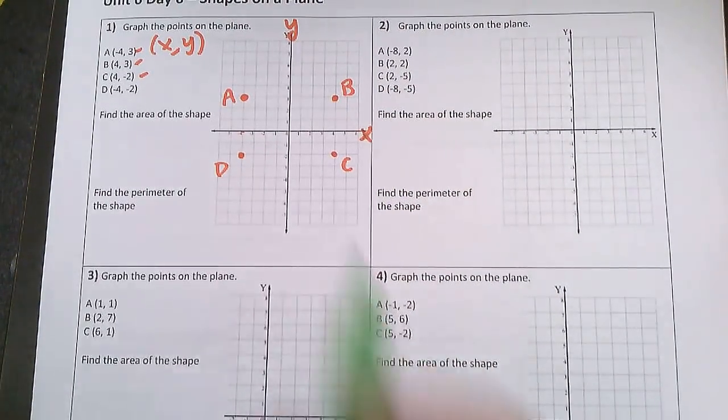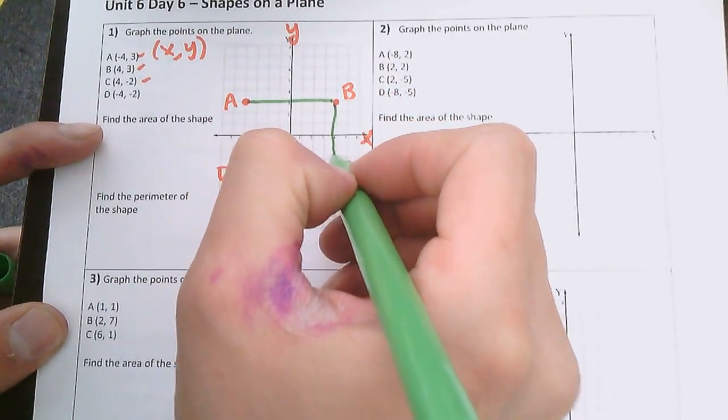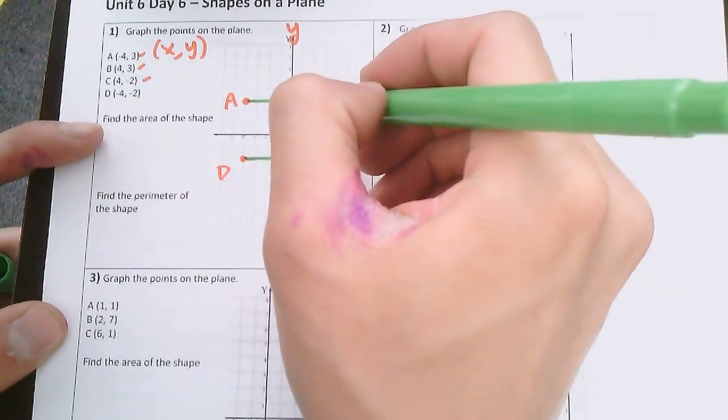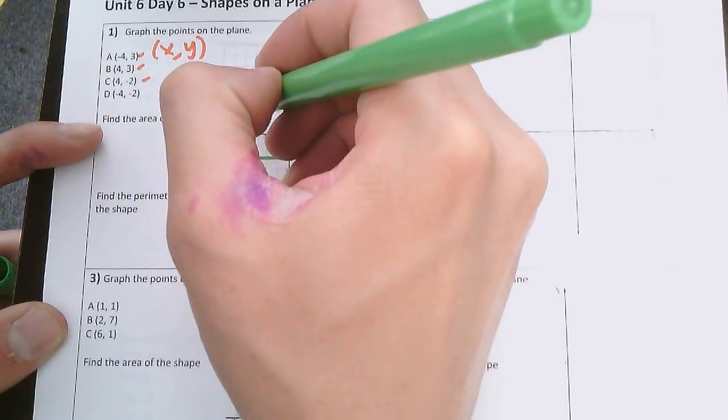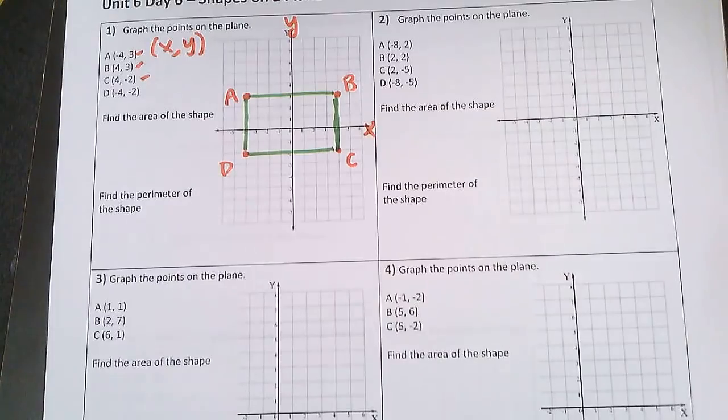I can go ahead and connect them to make my shape. A, B, C, D, and then D back to A. So as you can see, that's a rectangle. And then we can figure out what are the lengths of each of these sides.